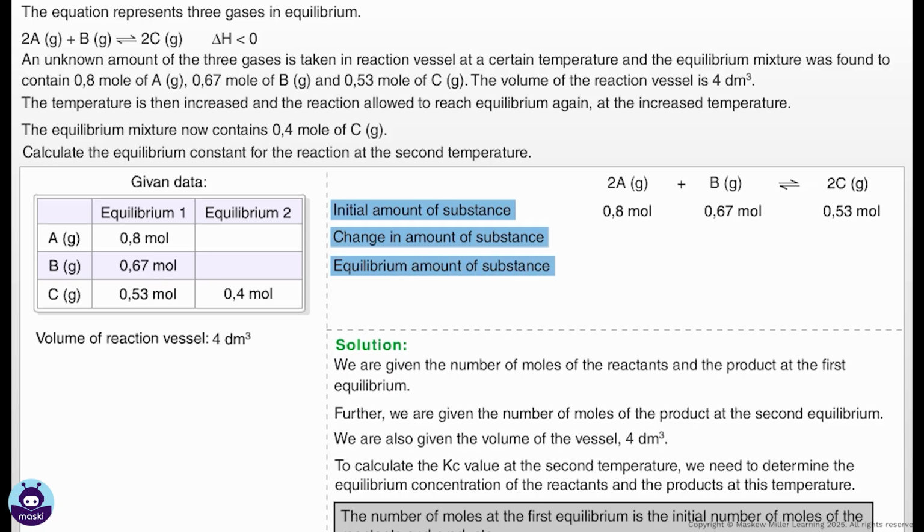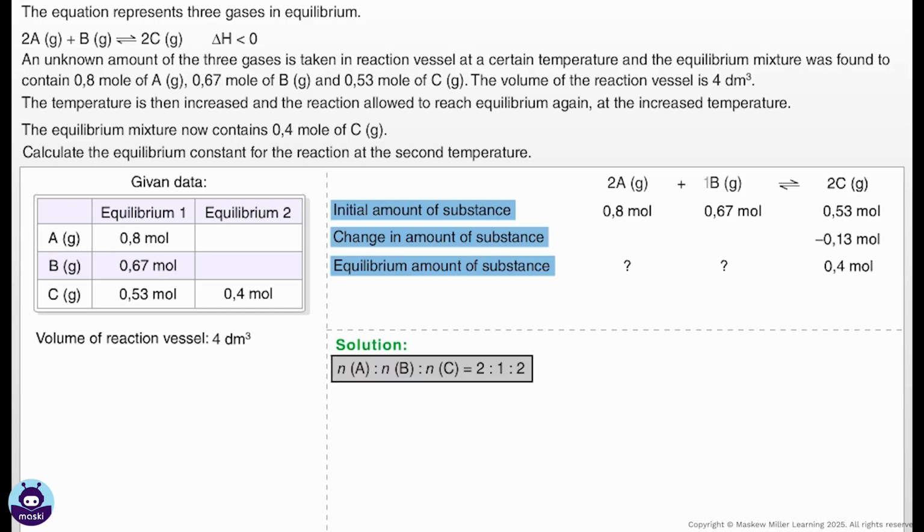The number of moles of the product C gas at equilibrium is given. The change in the number of moles of C can be found. 0,40 mole minus 0,53 mole equals negative 0,13 mole. The negative sign indicates that the amount of C has decreased at the second temperature.